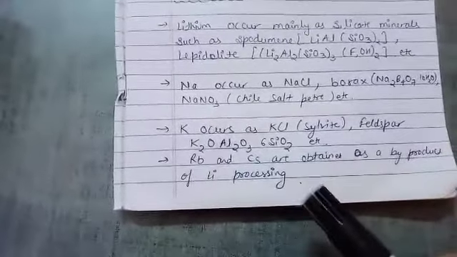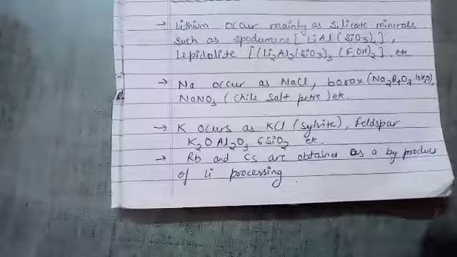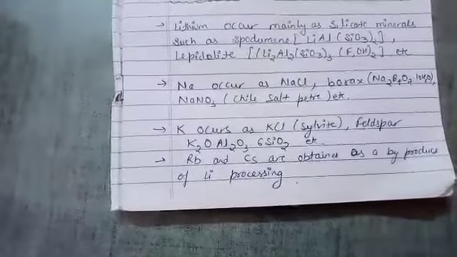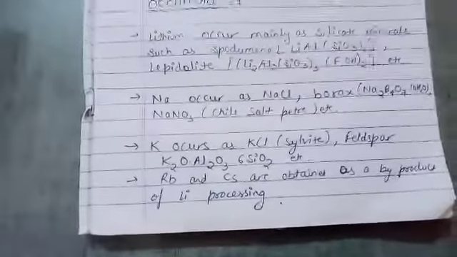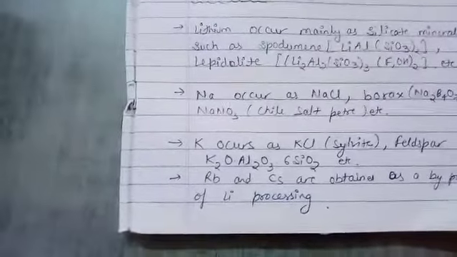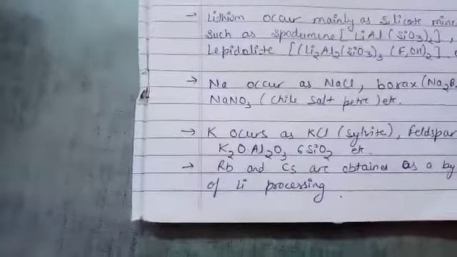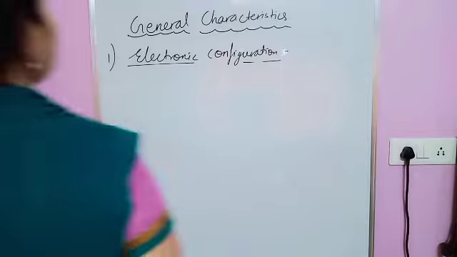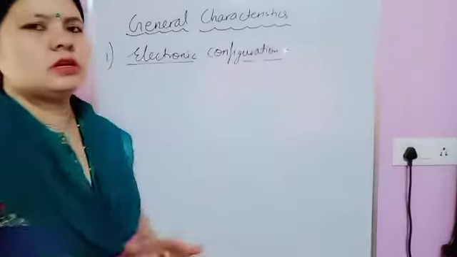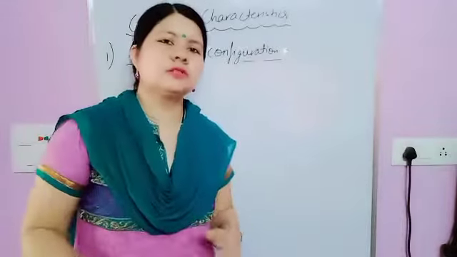Now rubidium and cesium are generally obtained as a byproduct of lithium processing. Whenever lithium is prepared, rubidium and cesium are formed in very small amounts as a byproduct.